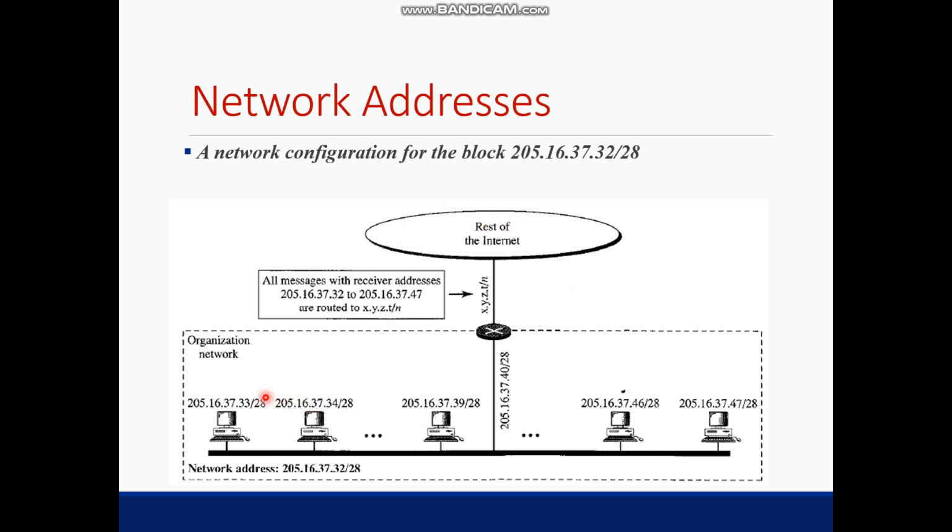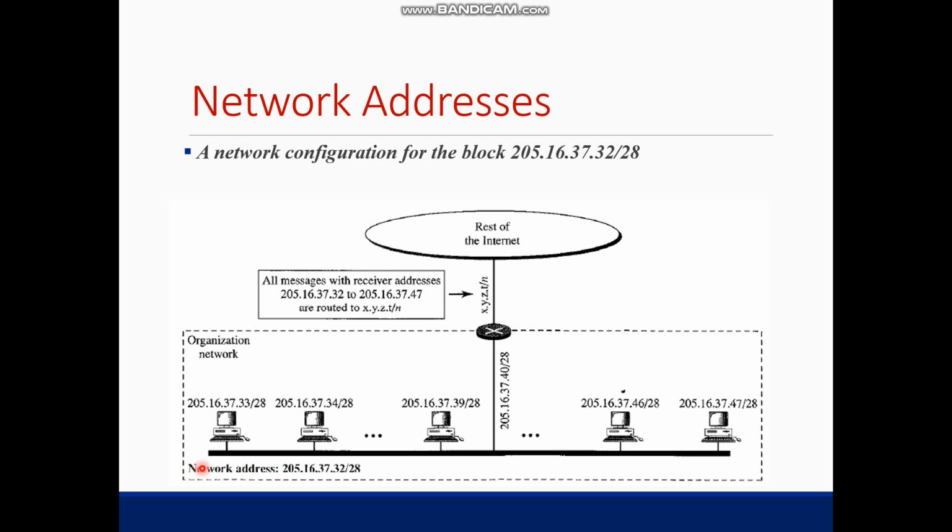In this network configuration example, we have the rest of the internet, and this is our organization. Our organization has been given 16 addresses, because the n is 28, and 32 minus 28 is 4, and 2 to the power 4 is going to be 16. So it starts from 32 up to 47. And the first address, which is this one, is going to be called the network address.